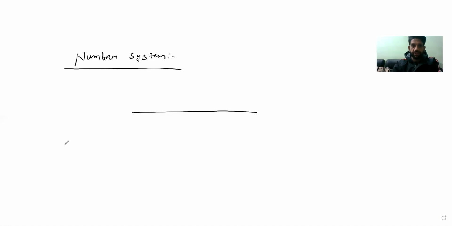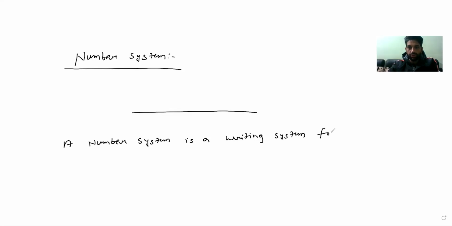So if you talk about the definition, a number system is a writing system for expressing numbers.